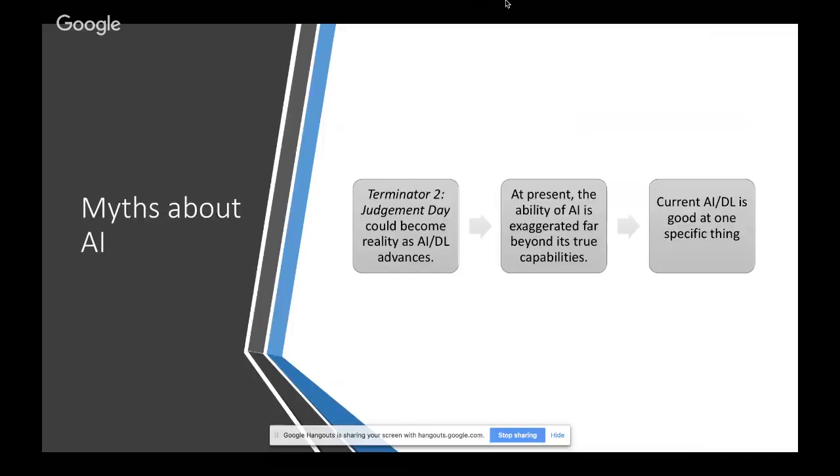So the ability of AI is exaggerated far beyond its true capabilities at the moment. The current deep learning algorithms or artificial intelligence is just good at one specific thing. What the media talks to us about is something called artificial general intelligence, which is still a topic of research to date. We are making progress, but even top researchers like Ian Goodfellow, Geoffrey Hinton, or Jeff Dean think it's probably a few hundred years away.